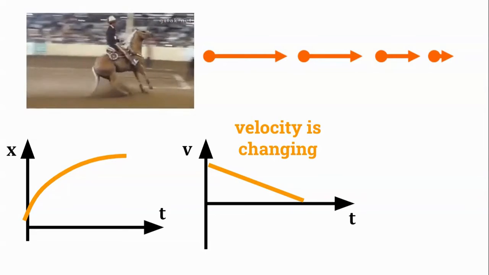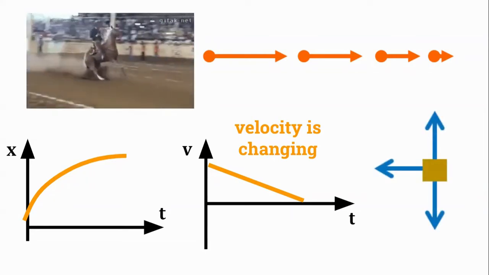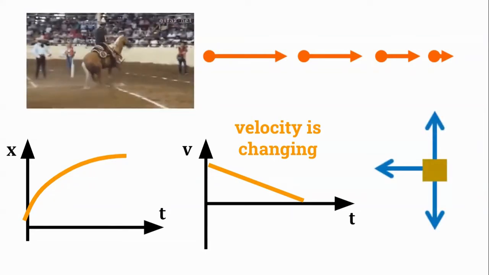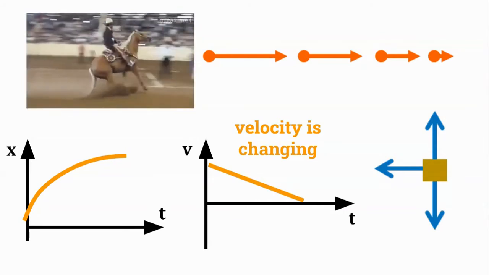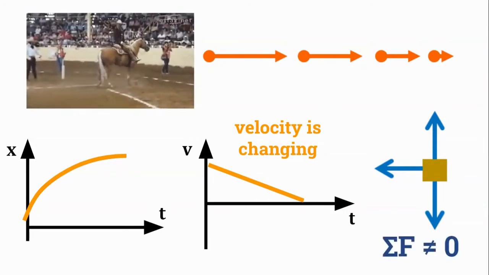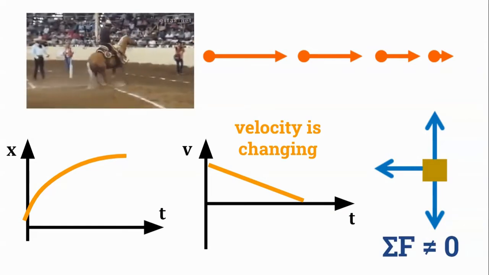Perhaps you drew a force diagram or a free body diagram. You would have drawn something like this: the normal force and the force of gravity acting on the horse, as well as the force of friction, slowing the horse down. This is a case where the net force on the horse would have needed to be not equal to 0.